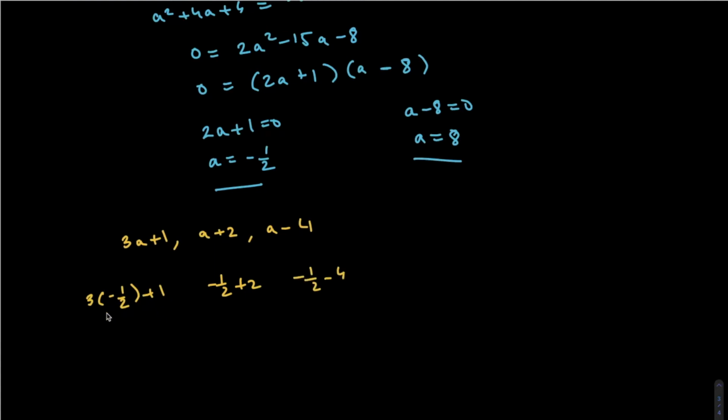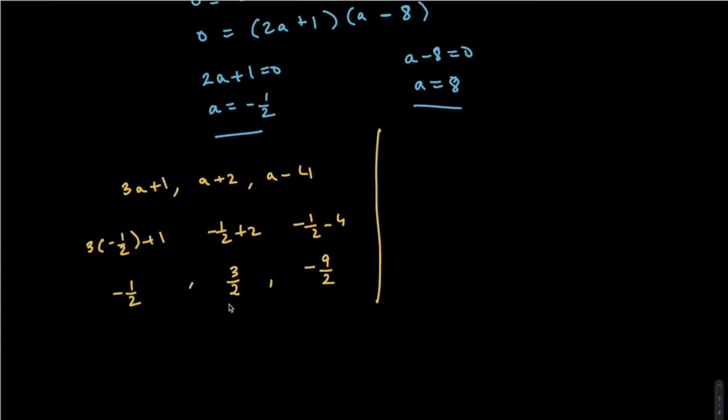So what I get is minus 3 by 2 plus 1, which is minus half. Here I'm going to get 3 by 2. And here I'm going to get minus 9 by 2. These are my three terms. Now, if I divide this term with this term, I notice that my common ratio is minus 3. That is it. So this is my term, and this is my common ratio.